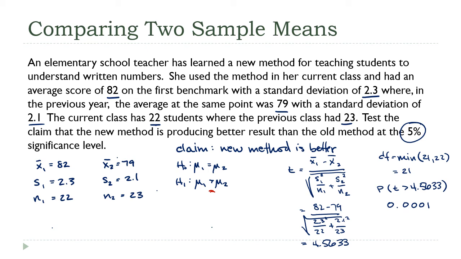Which means, and again, you know how I do these, because it makes it clearer in my head what we're doing, I kind of lapse into plain English for a minute. We don't like the null hypothesis, which means we do like the claim. So I would say that there is sufficient evidence to support the claim that the new method is getting better results than the previous method.